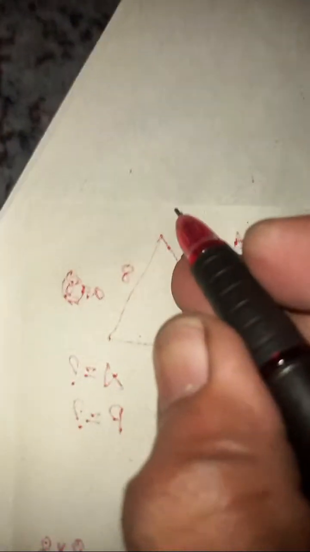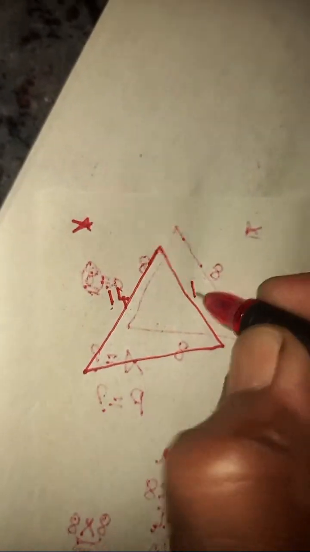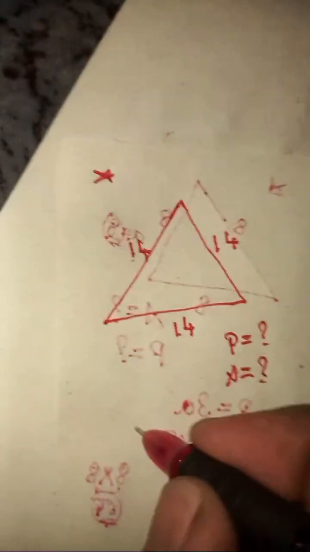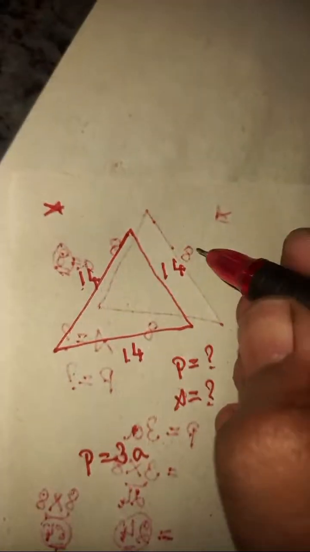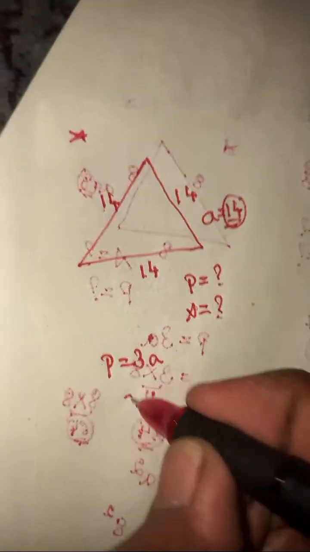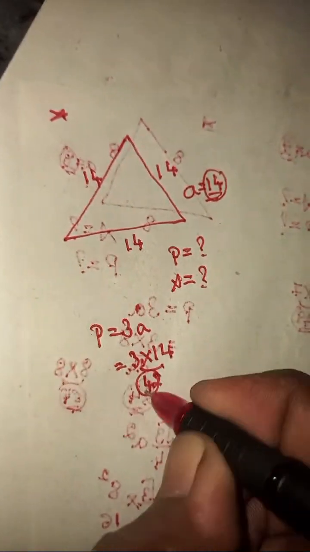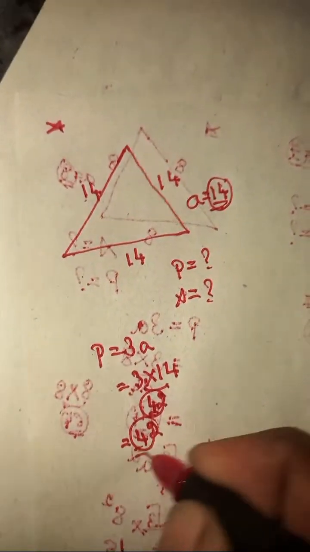And next you're going to take it as 14 units. That is this triangle, they have given all sides as equal to 14 units, and you need to find the perimeter and the area. Here perimeter is 3 times of side length. Here side length is 14 units, so 3 times of 14. 3 times of 14 is 42 units. So perimeter is 42 units of this triangle.